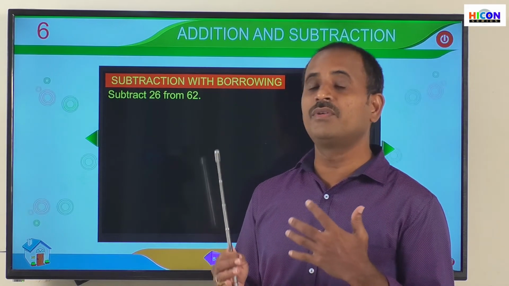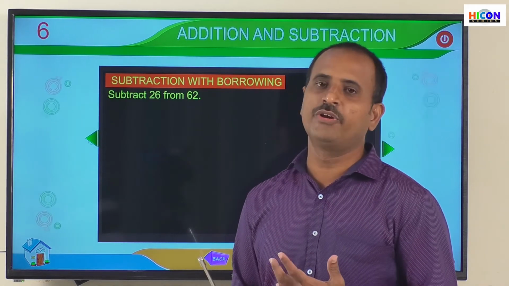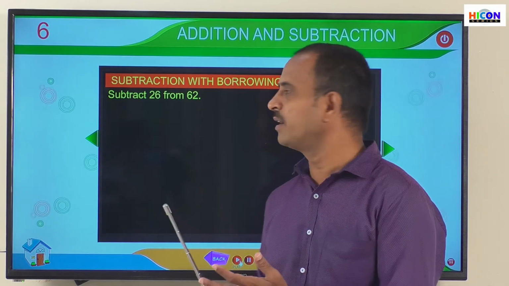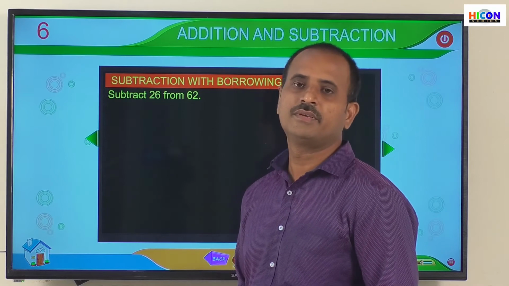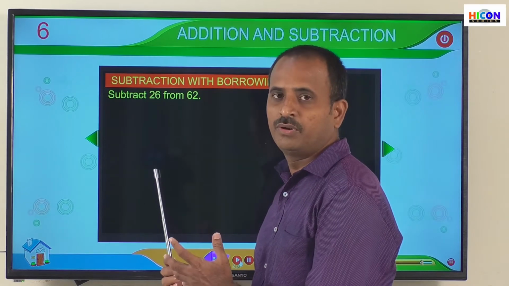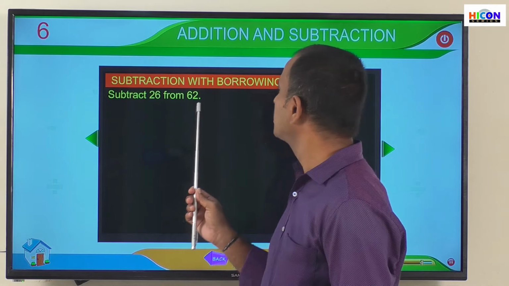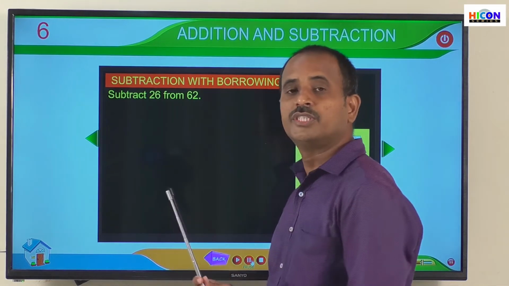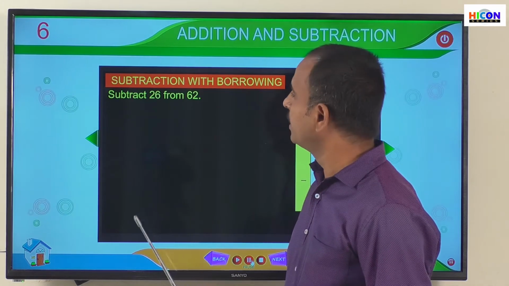Already you have learned the addition with borrowing. In the same way, we have to continue the process of borrowing in the subtraction also. So let us see an example of subtraction of two-digit numbers with borrowing. How to take borrowing and how to subtract the two-digit numbers. Let us see an example here.